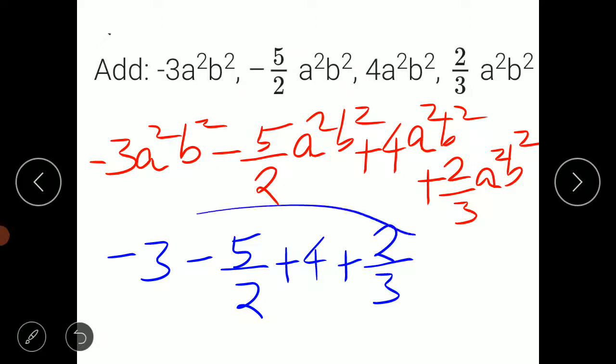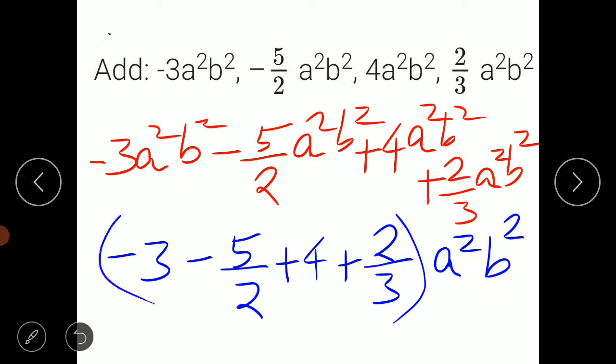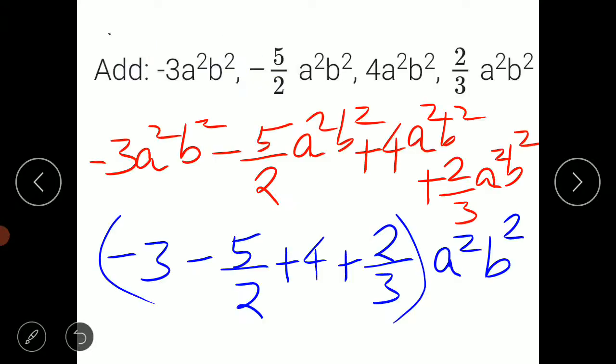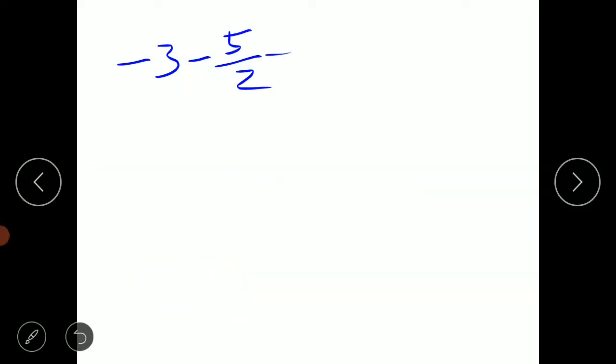So let's simplify all this. What is the variable? A square b square. The term name is a square b square. Like this we can take. So now we need to simplify this. Let me go back to the next page. Minus 3 minus 5 by 2 plus 4 plus 2 by 3.